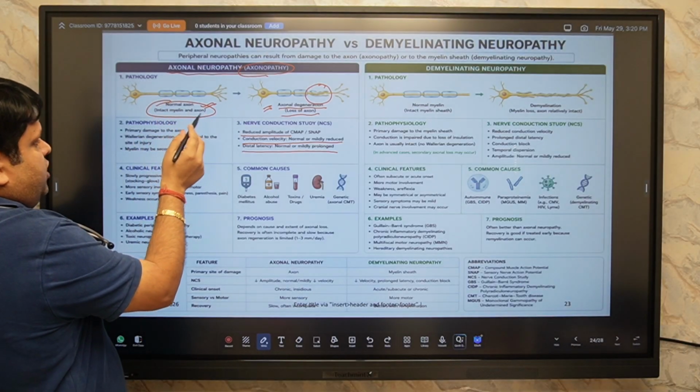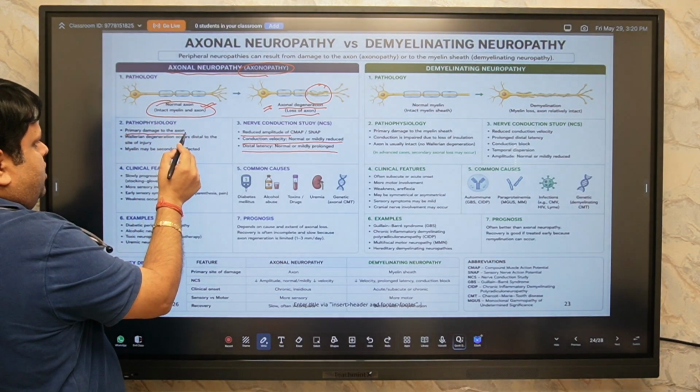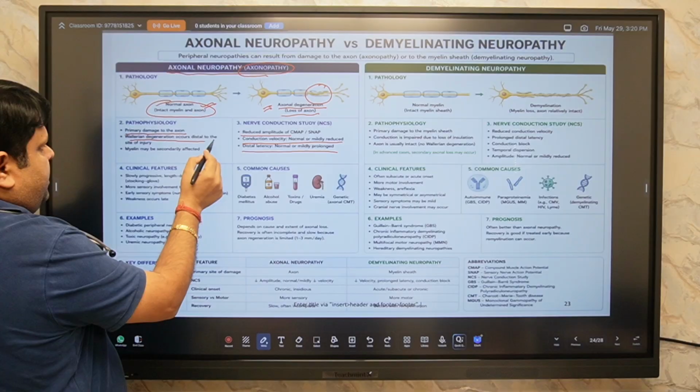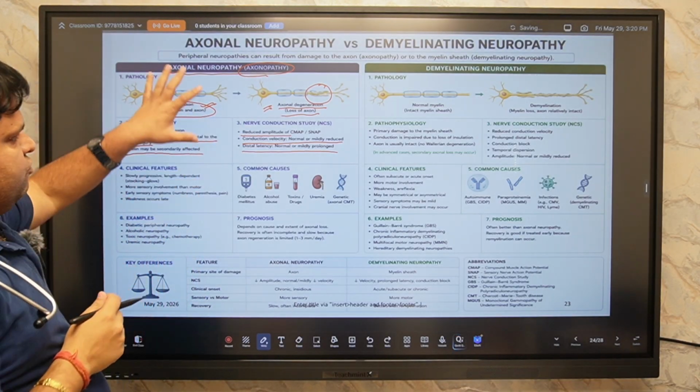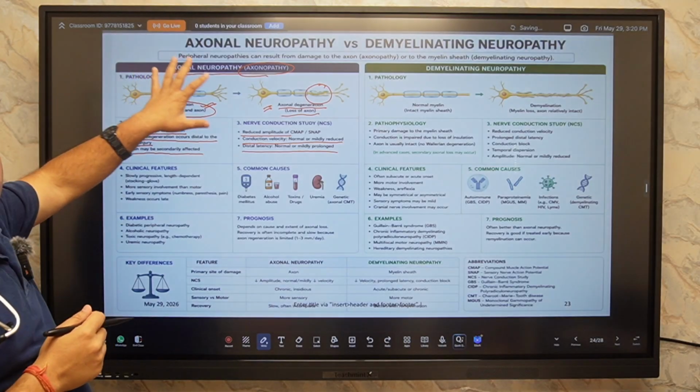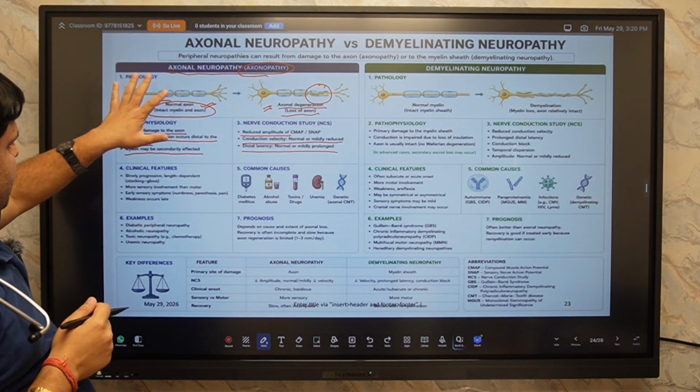So in case of axonal neuropathy, there is a primary damage of the axon. There is Wallerian degeneration distal to the site of injury. Myelin may be secondarily affected. So in case of axonal injury, initially the axon is affected and secondarily myelin may be affected.